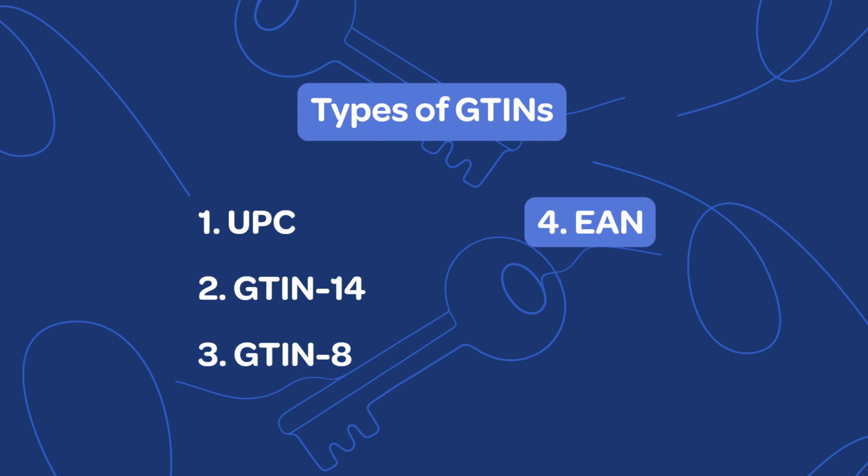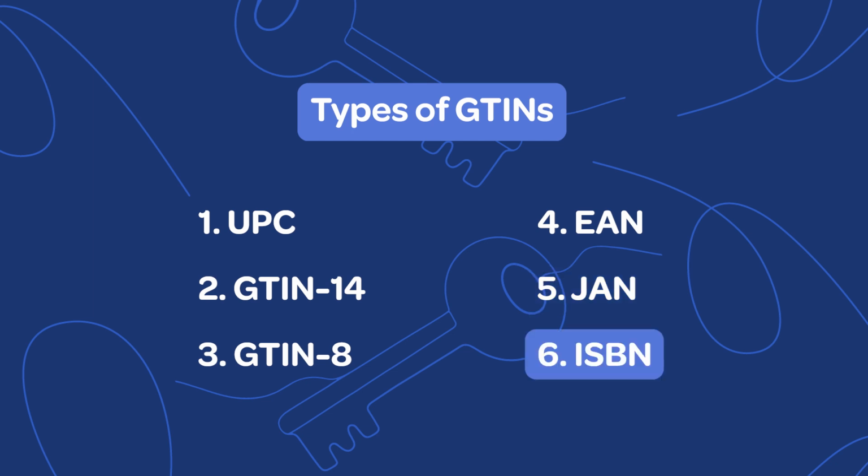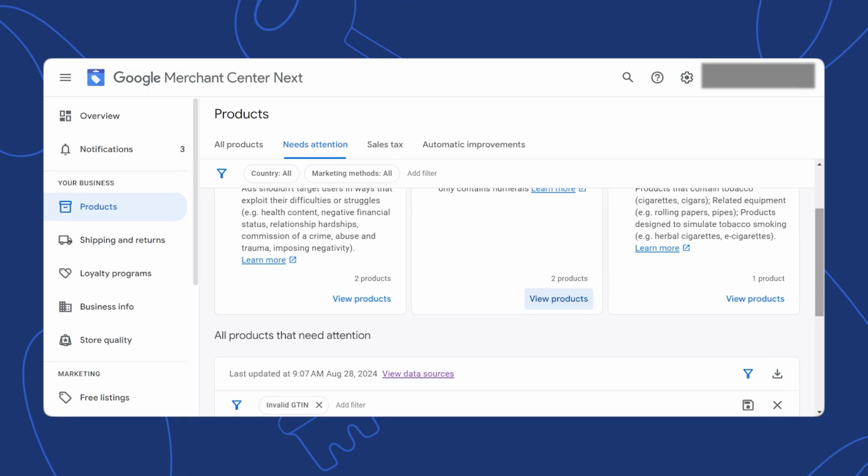EAN with 13 digits used internationally. JAN, which can be 8 or 13 digits, is Japan's version of the EAN and is used for products in Japan. ISBN with either 10 or 13 digits is specifically for books and is used worldwide to identify them. So there you have it. Now you know how to check your GTINs and what to do if you don't have one. All right, now let's return to our account and add the correct ones.